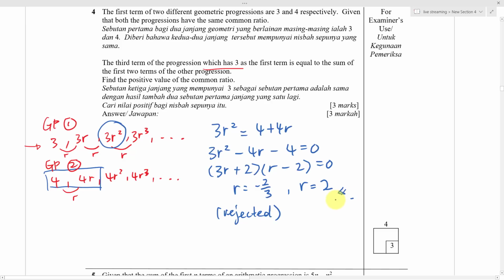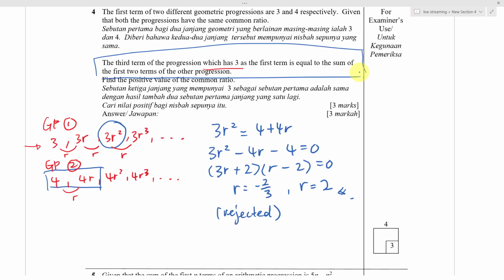Then I only have one answer, which is R equals 2. But the difficult part, I guess, is this sentence, because when I did this question, I actually read this sentence like 3 times, because I tried to understand what this question wants. I thought, does "has 3" mean something is equal to 3? No, they just say the third term of the progression where we have 3. Alright, so I hope you can understand.